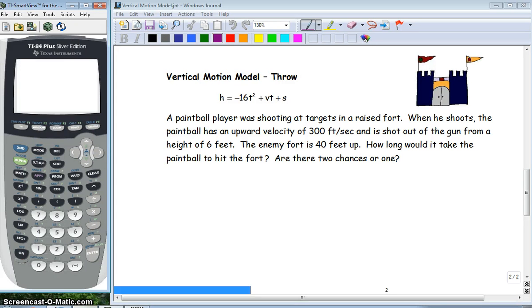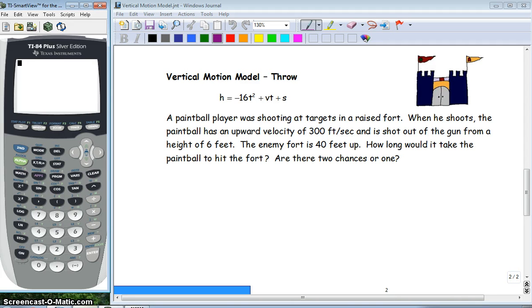This is help with the vertical motion model. In this video, we're going to look at how to find the time when an object is thrown. In that case, we're going to use the equation h equals negative 16t squared plus vt plus s. H is your height, t is the time, v is the velocity, and s is the starting height. So let's read through the first problem.